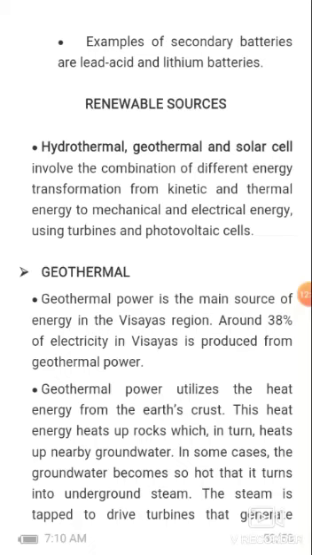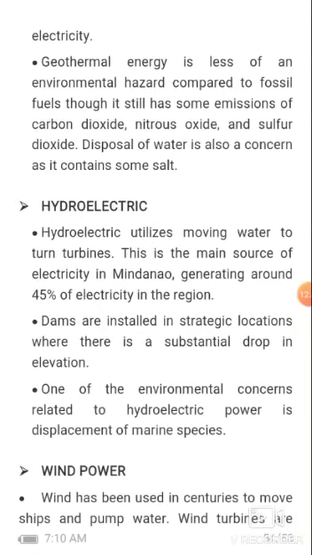This heat energy heats up rocks, which in turn heats up nearby groundwater. In some cases, the groundwater becomes so hot that it turns into underground steam. The steam is tapped to drive turbines that generate electricity. Geothermal energy is less of an environmental hazard compared to fossil fuels, though it still has some emissions of carbon dioxide, nitrous oxide, and sulfur dioxide. Disposal of water is also a concern as it contains some salt.